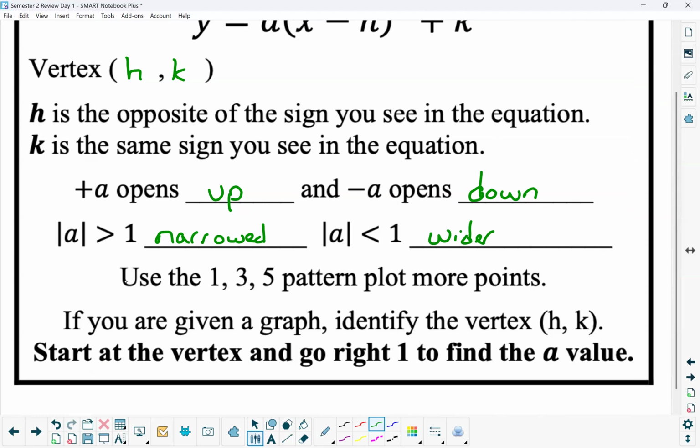Use the 1-3-5 pattern to plot more points. Now, don't confuse this one with the 1-3-5 pattern for radical equations. For this one, it's over 1 up 1 times a, over 1 up 3 times a, over 1 up 5 times a. If you're given a graph, identify the vertex h, k, start at the vertex, go right 1, and go up or down until you find your value for a.